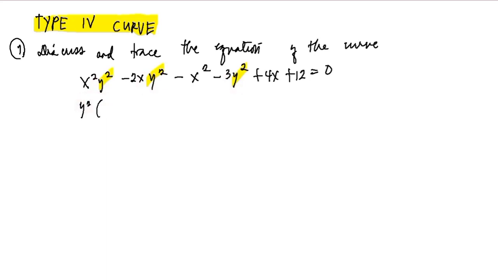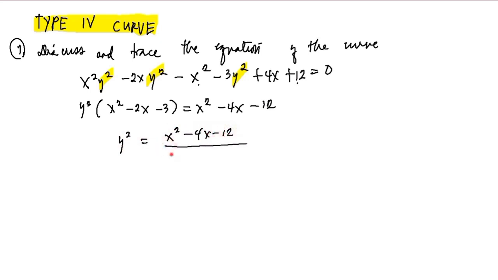So we have y squared, this is x squared minus 2x minus 3. And for the x, ilipat natin sa kabila, that is positive x squared na siya. Ito ay magiging negative 4x, tapos ito ay magiging negative as well. So, we have here y squared is equal to x squared minus 4x minus 12 over x squared minus 2x minus 3. So, this is now our general form. At makikita natin sa general form natin na we have the y squared is equal to a polynomial in x over a polynomial in x. So, therefore, we can say that this equation is type 4 curve.